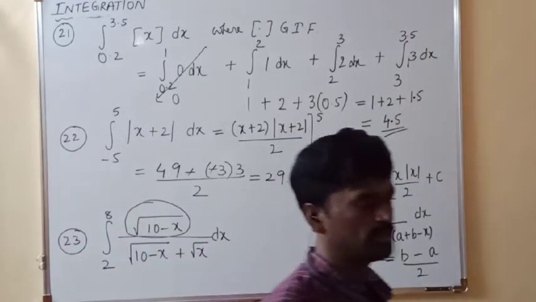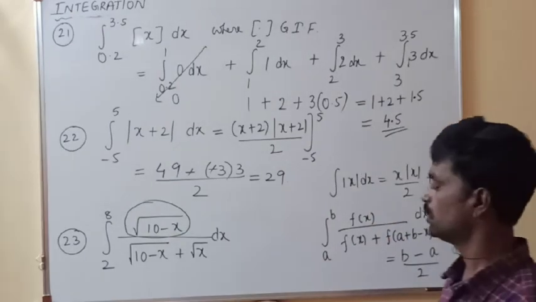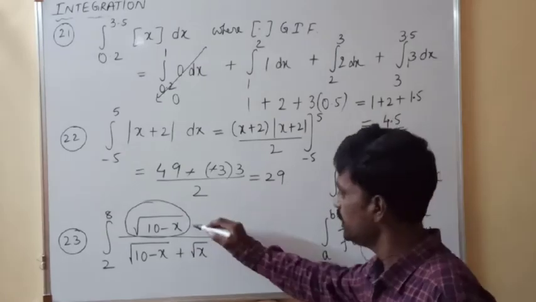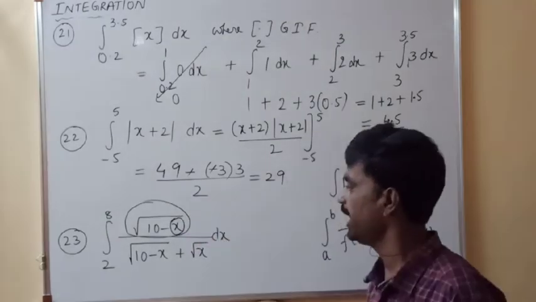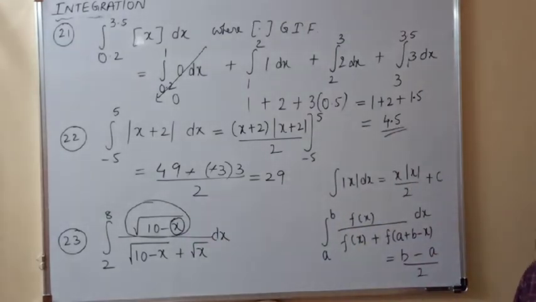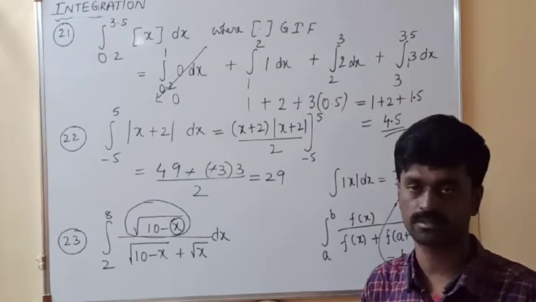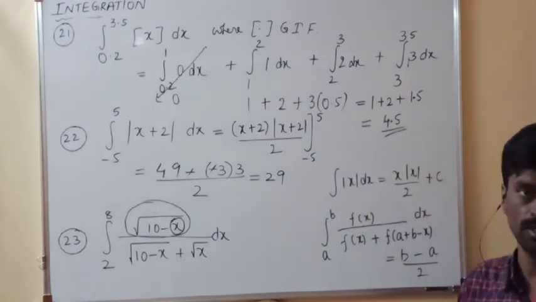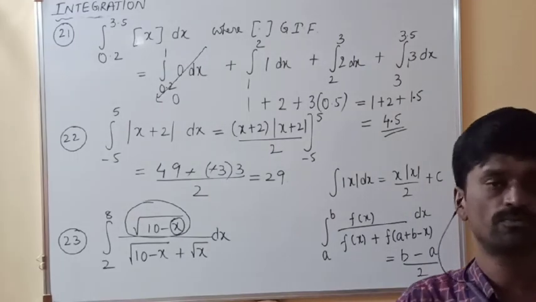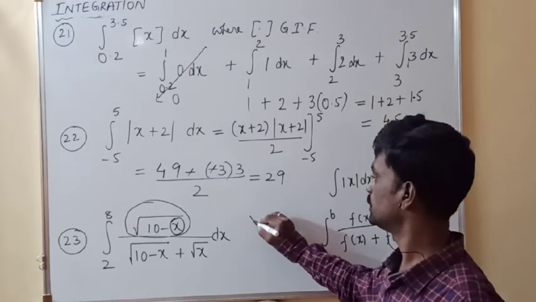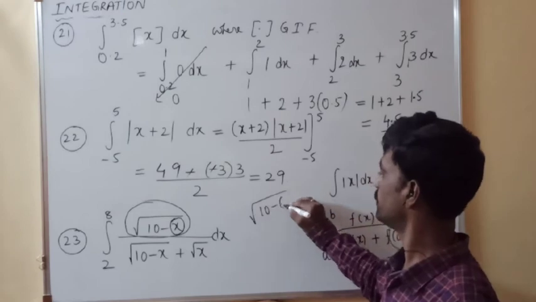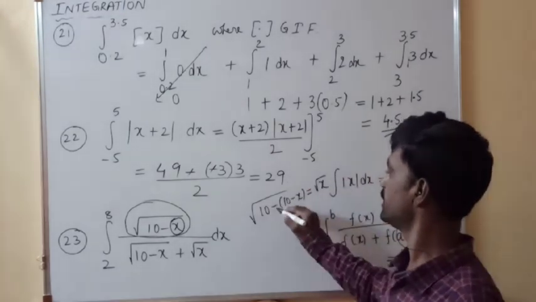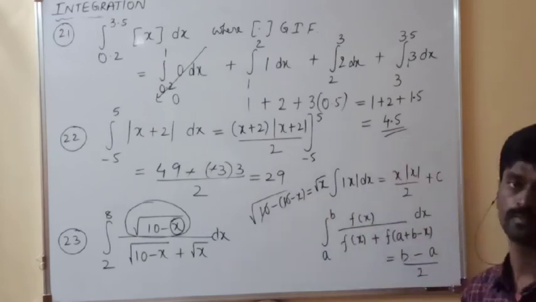Now if you treat this as f of x, then f of a plus b minus x. So what is a plus b? 2 plus 8, how much? 10. Now in this function you replace x by a plus b minus x, that is 10 minus x. If you replace x by 10 minus x in this position, what will you get? Root of 10 minus of 10 minus x. 10 10 get cancelled, minus into minus plus.